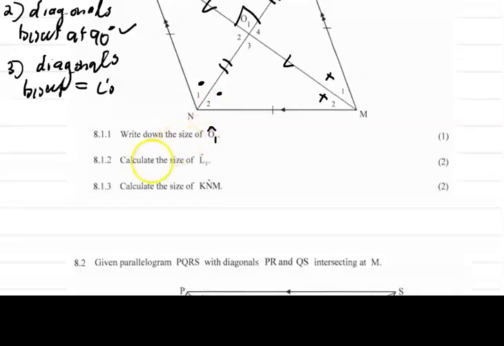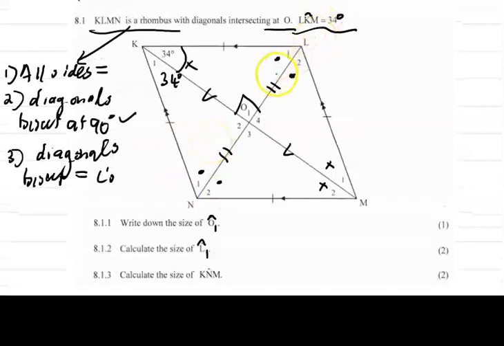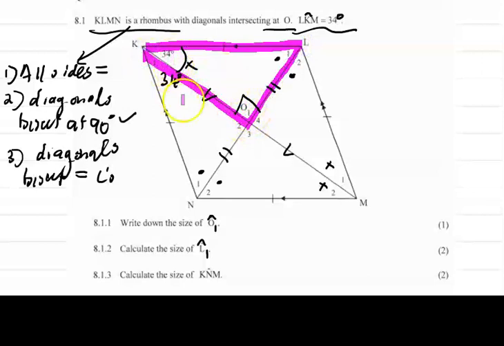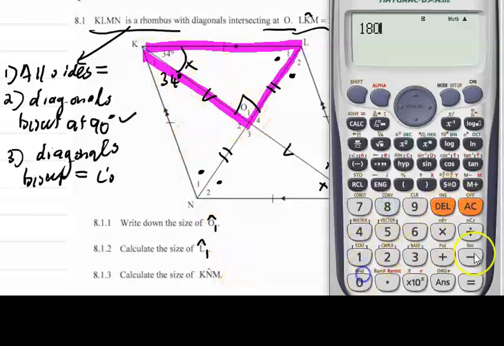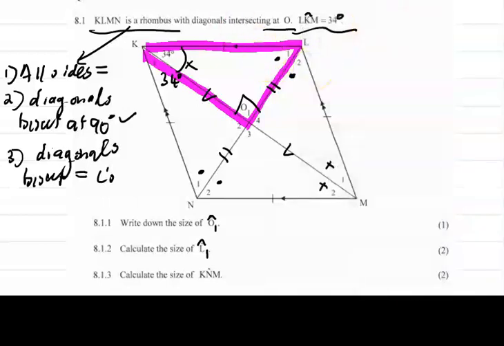The next one says calculate the size of L1. Where's L1? There's L1 over here, right? What do you notice? You'll notice that this now is a triangle. So if that's 90 and that's 34, right? So it'll be 180 minus 90 plus 34. There's 90 degrees and 34. Remember, you must update your diagram because one thing leads to the next. 56 degrees. So now we can write that answer down there. 56 degrees. Remember, diagonals of rhombus bisect each other.